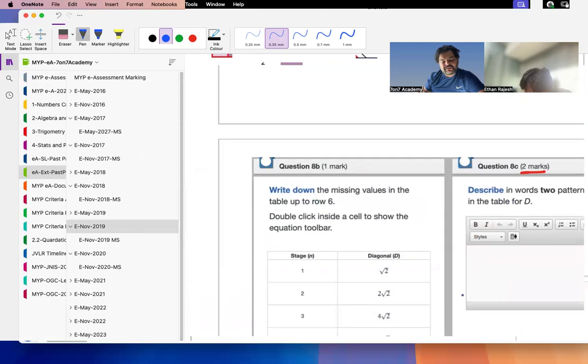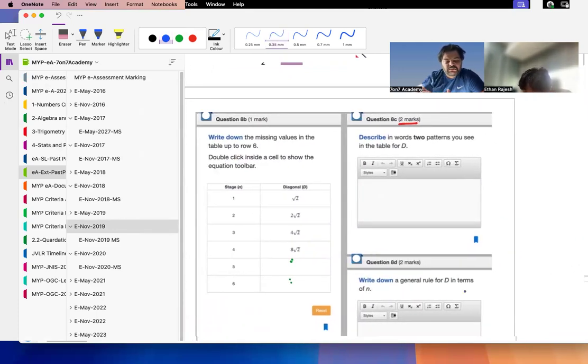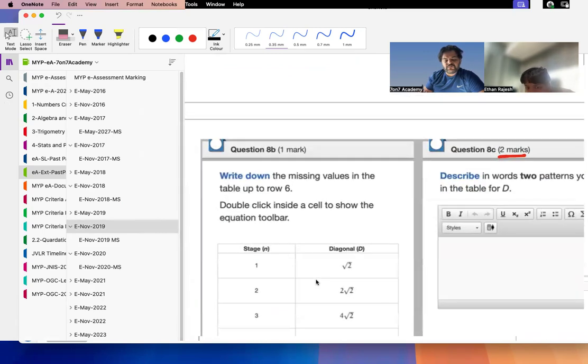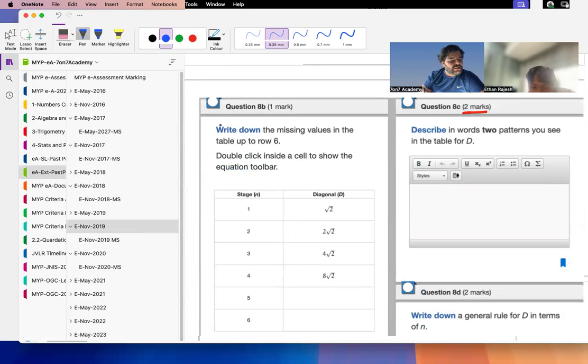Then this one, simplified: 10, and then 12, 12 root 2 for 6. What do you write? 10 root 2 for 5, 12 root 2 for 6. So you directly fill into the table, because the table is given, so you can put the value.